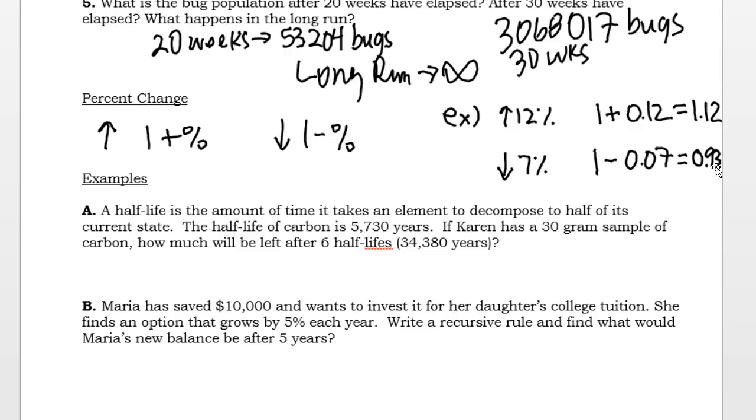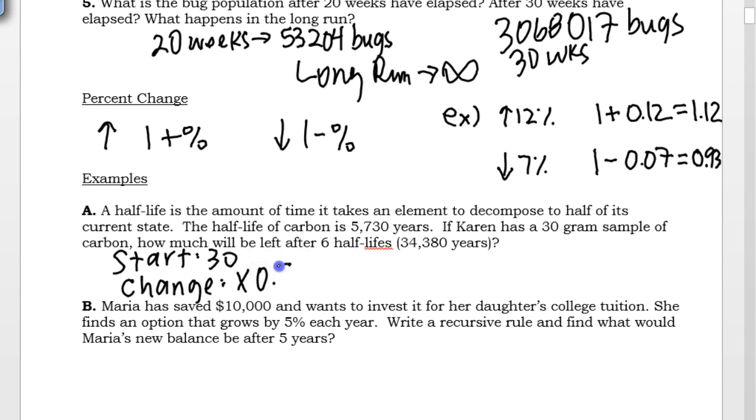Example A says a half-life is the amount of time it takes an element to decompose to half its current state. The half-life of carbon is 5,730 years. If Karen has a 30-gram sample of carbon, how much will be left after 6 half-lives? So right now, I am starting at 30 grams. I am changing by multiplying by a half. How much will be left after 6 half-lives?